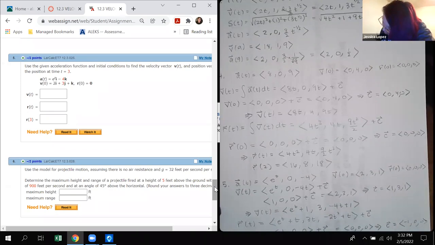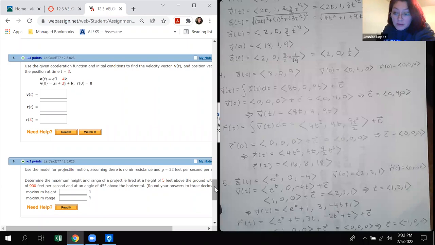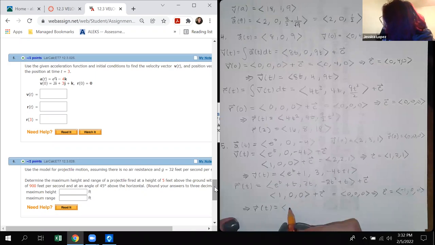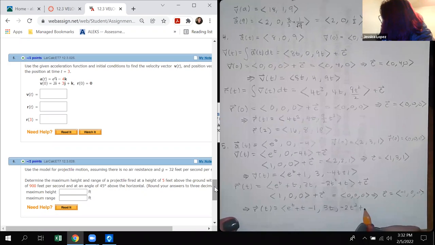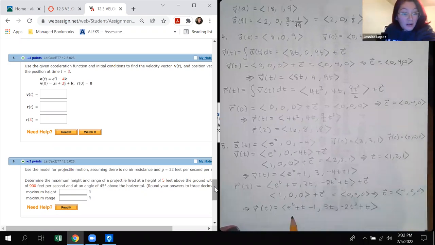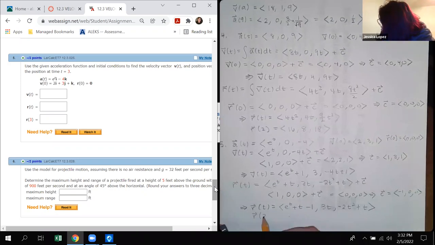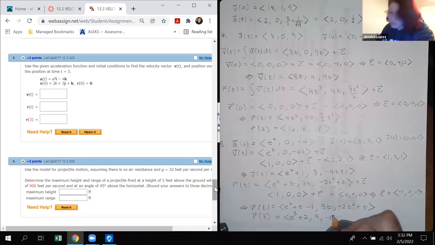So that means that r of t, oh, you can't see, oops, sorry. r of t is going to be e to the t plus t minus 1, comma 3t, comma negative 2t squared plus t. And that's your r. And then they want you to plug in 3. So let's plug in 3. We get e cubed plus 3 minus 1, which is plus 2. That would be 9. And negative 18 plus 3, which is negative 15. And you've got that there.